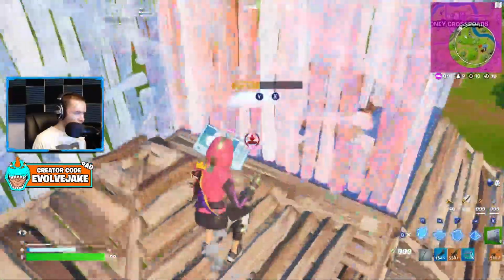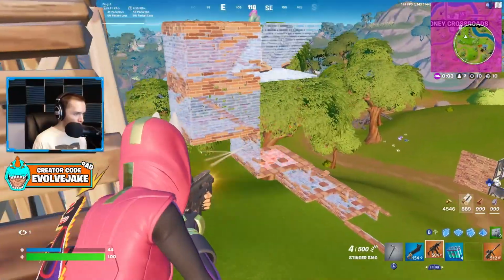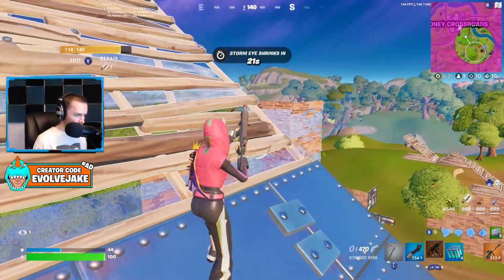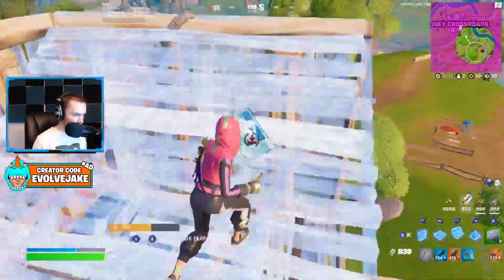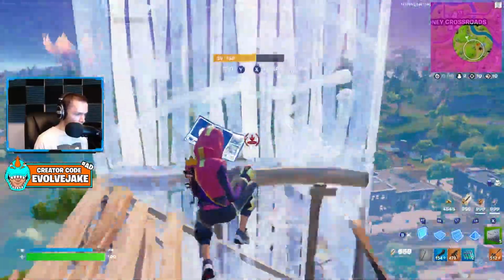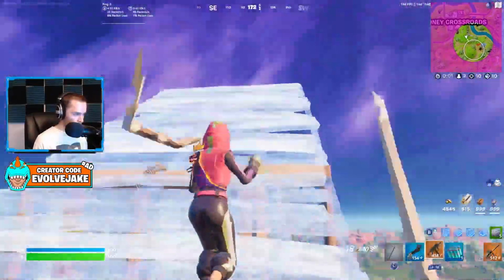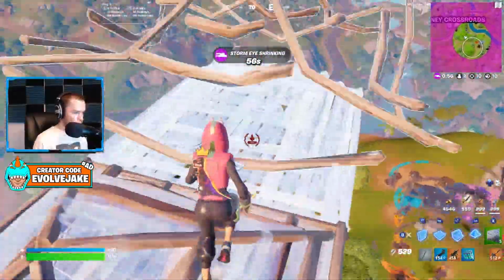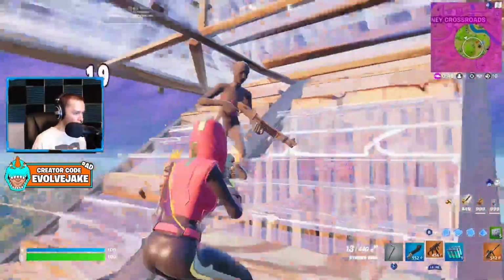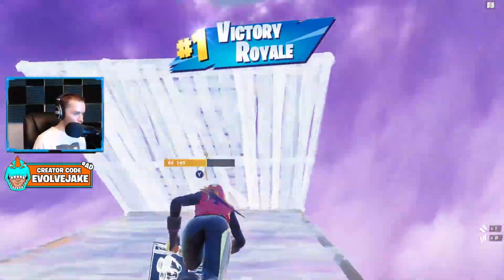Ew, why is this in my inventory? What a beast. GG's. That's why I took all those cones there, bro. We just limited his options so much there to the point where he's eventually gonna mess up.